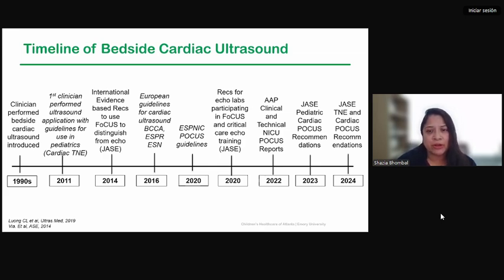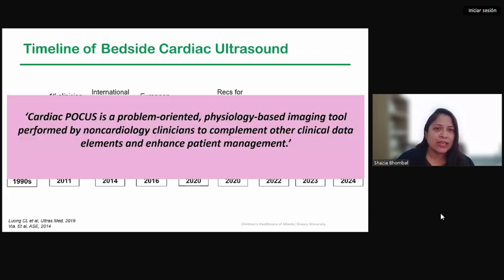their management therapies quicker. So the recurrent theme for the recommendations of the guidelines over the years highlights an important role for cardiac POCUS. And again, most recently, which we'll go over, are the American Society of Echocardiography targeted echo and cardiac POCUS recommendations that were just published this past year in 2024. Remember that cardiac POCUS is a problem-oriented, physiology-based imaging tool performed by non-cardiology clinicians to complement other clinical data elements and enhance patient management.